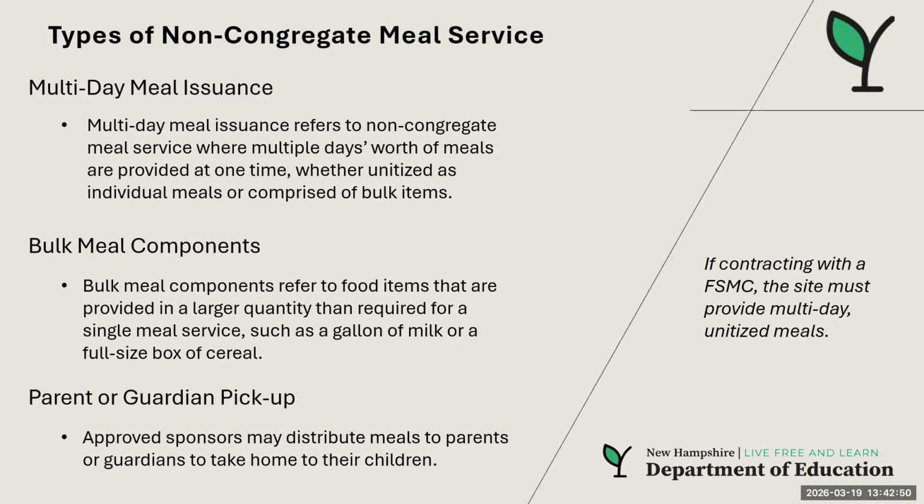And it is important to note that if you are contracting with a food service management company, the site must provide multi-day unitized meals. You can't provide everything in bulk. And additionally, approved sponsors can distribute meals to parents or guardians to take home to their children. Sponsors choosing to do this option must have documented procedures in place to ensure that meals are only distributed to parents or guardians of eligible children and that duplicate meals are not distributed to any children.